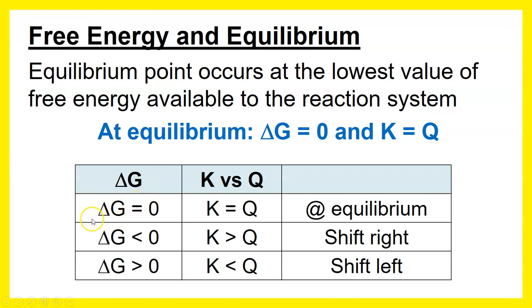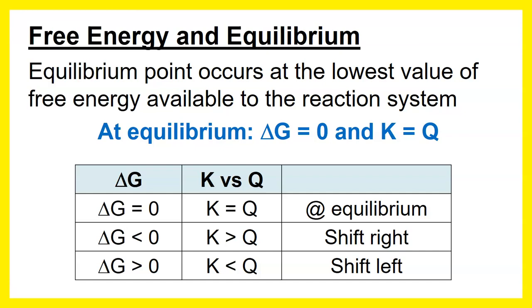So if my delta G is 0, I'm at equilibrium. If my delta G is negative, then the forward direction is spontaneous. I'm going to go to the right. I'm going to make more products. If my delta G is positive, I already have too many products. The backwards reaction is now spontaneous, and I'm going to be moving to the left, making more reactants.